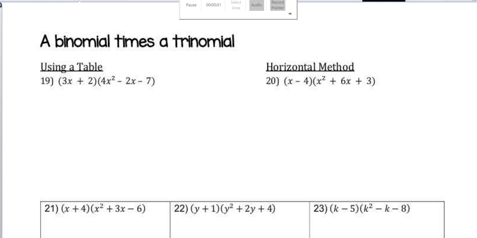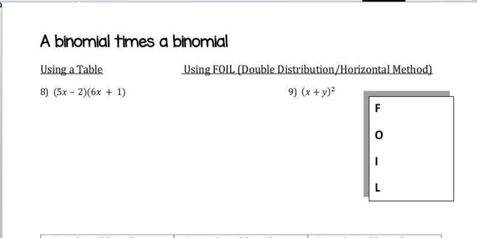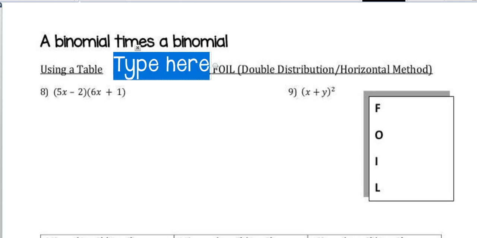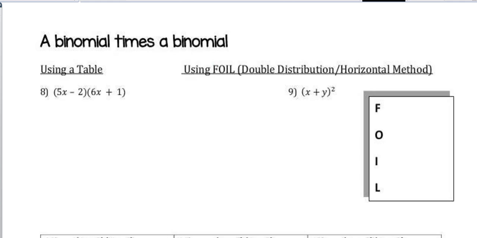Okay, so before we did a monomial times a trinomial or a polynomial. Now we are going to be doing a binomial times a binomial. Remember that bi means two.